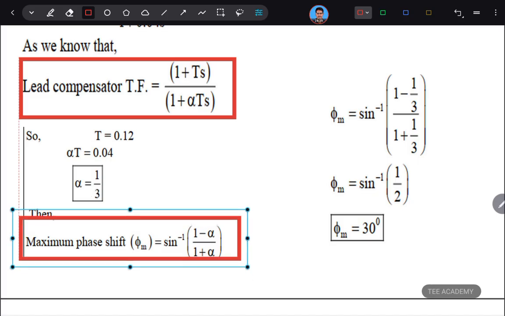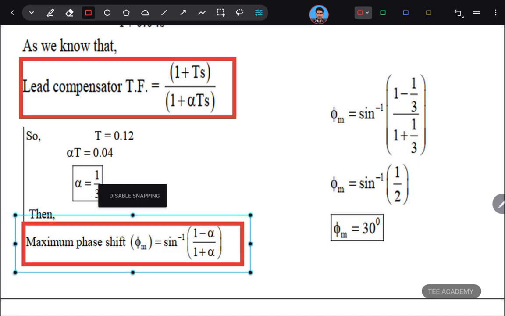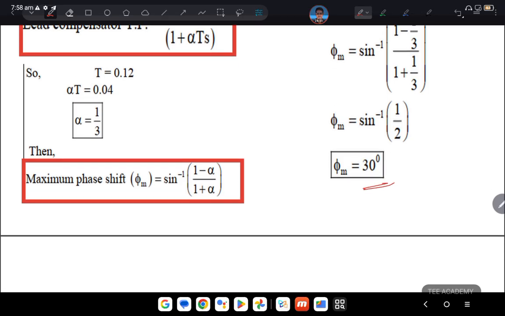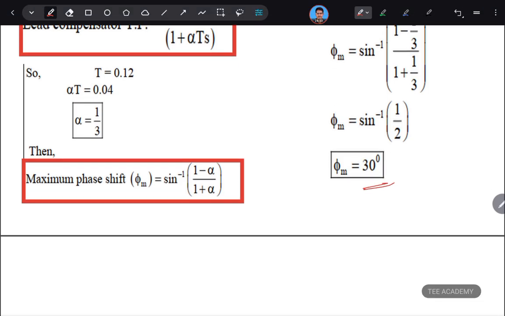Okay, I'll move this a little bit. So the maximum phase shift phi m is equal to sine inverse of (1 minus alpha) by (1 plus alpha). We know the value of alpha, alpha is equal to 1 by 3. So phi m is equal to sine inverse of (1 minus alpha) by (1 plus alpha), which is equal to 30 degrees here. Okay, next move to the question here.